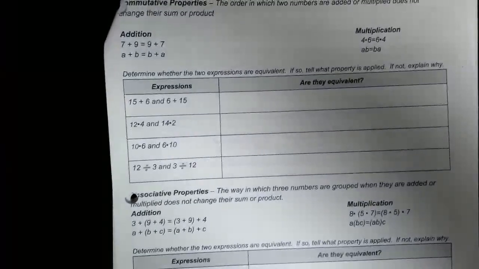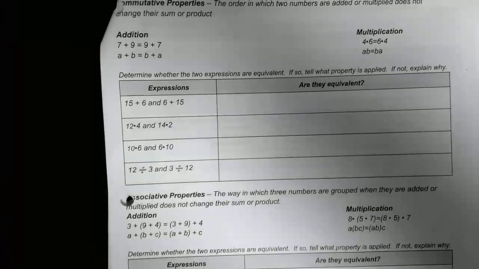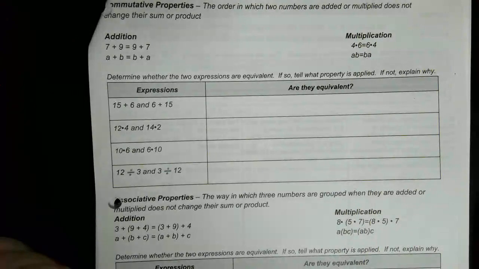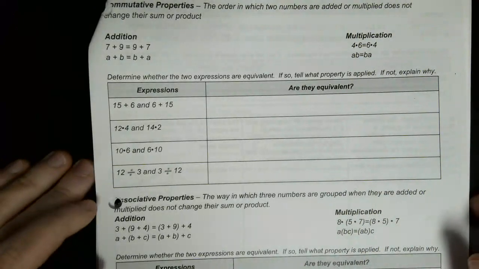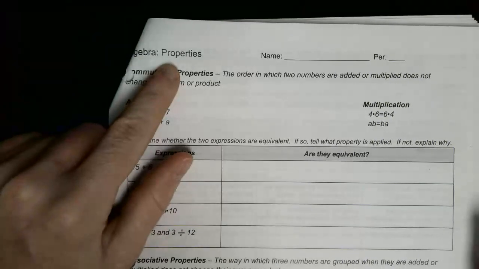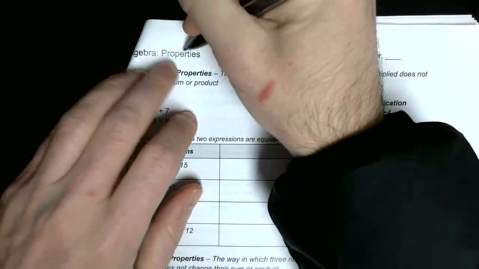All right, if you're watching this, that means you were absent today, and I made this video to help you catch up. All right, so we're going to be on page 23 of the Unit 5 packet, and today we're talking about algebra properties. And a property, it's not like a property like a house or anything.